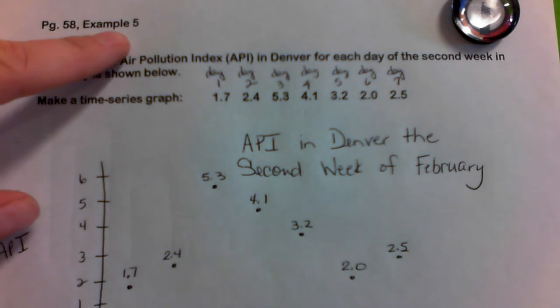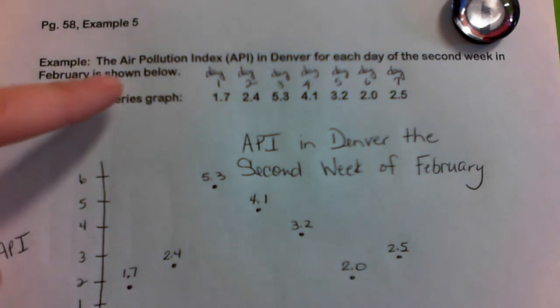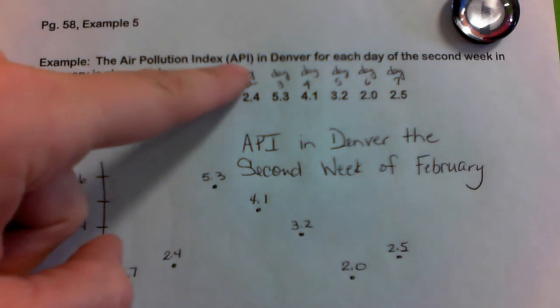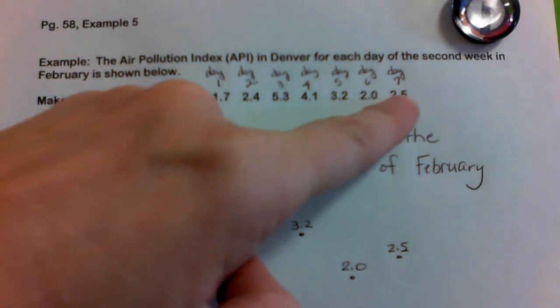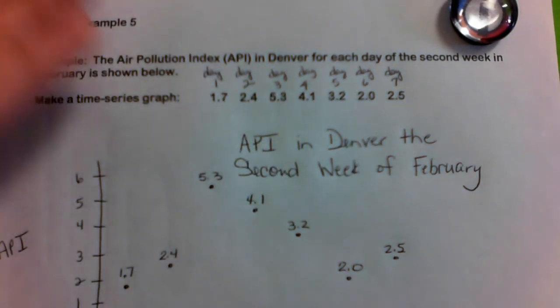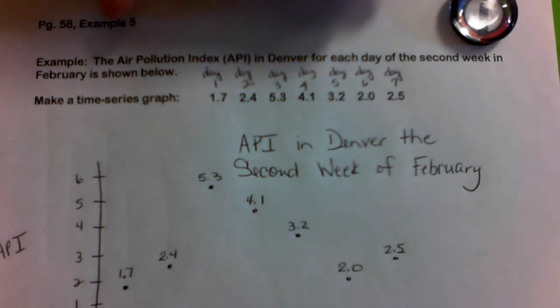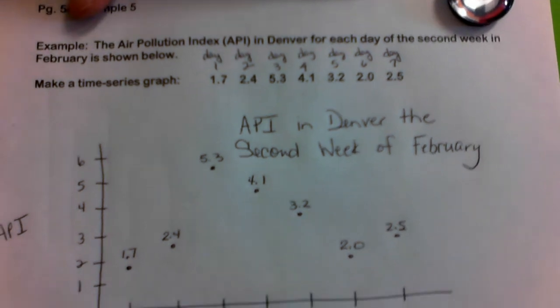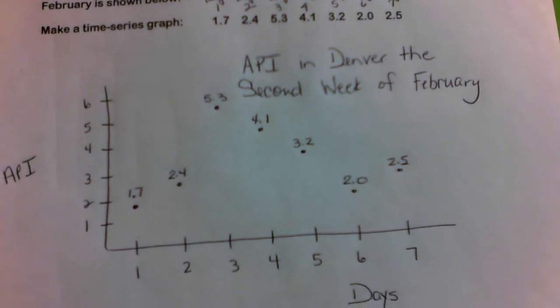All right, in example 5 on page 58, we have the air pollution index, API, in Denver. So we're given day 1 through day 7, and this is your API. Okay, now that I backtrack again, I think this is a different example, and then this is my example. Sorry for the confusion. They're both good examples if I could get it straight.